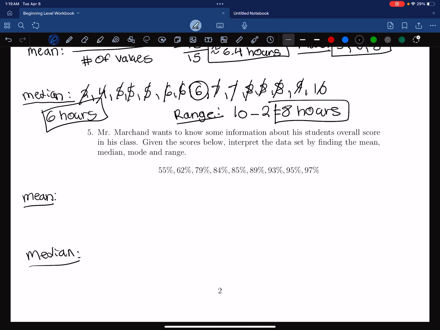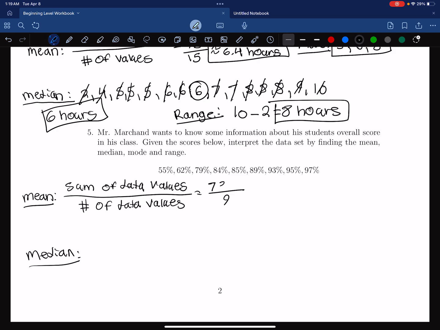So the mean, we're going to take all the data values and add them all together, as we did in the above example. And we're going to divide all those values by the number of data values. In this case, we have 1, 2, 3, 4, 5, 6, 7, 8, 9. Well, actually, I don't know why I counted those up right now, because I'm going to write number of data values here. Now I can put this over 9. And if you add up all the percentages, you should get 739.